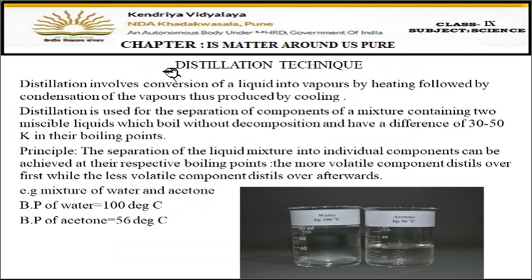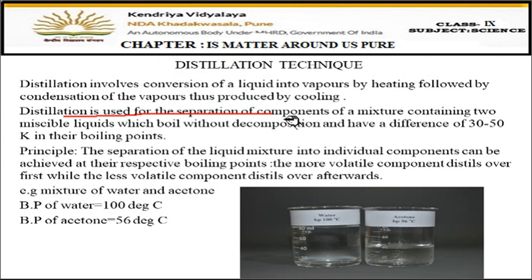Now the next technique is distillation. This distillation technique is used to separate two liquids. A very important thing is that in the distillation process the liquid is converted to vapors by heating, and then the vapors are condensed by cooling. This is the simple meaning of distillation. So distillation involves conversion of a liquid into vapor by heating, and then by condensation the vapors are changed back into liquid form.